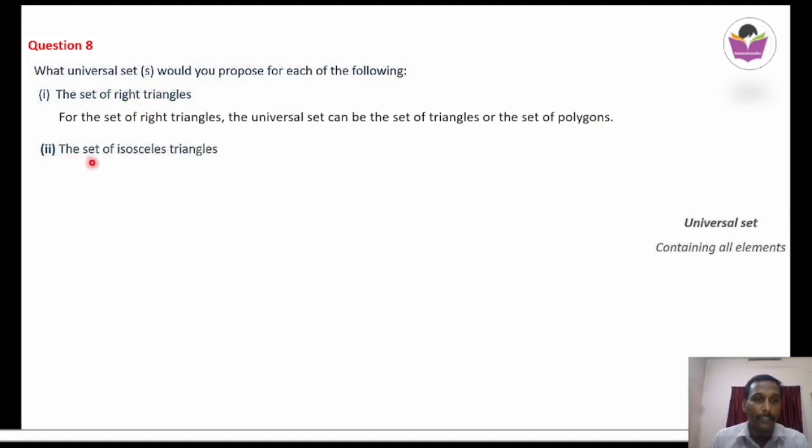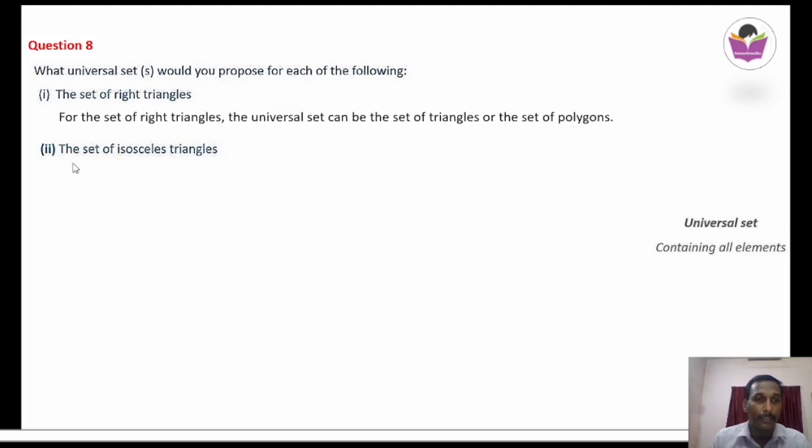Next is the set of isosceles triangles. Quite simple, like this one only. For isosceles triangles also, there are three different ways we can mention the universal set. First, just a set of triangles. If you consider the set of triangles, an isosceles triangle is a part of a triangle. The next is the set of two-dimensional shapes. An isosceles triangle is also a two-dimensional shape, and if you want, you can write a set of polygons also. An isosceles triangle is also a polygon.